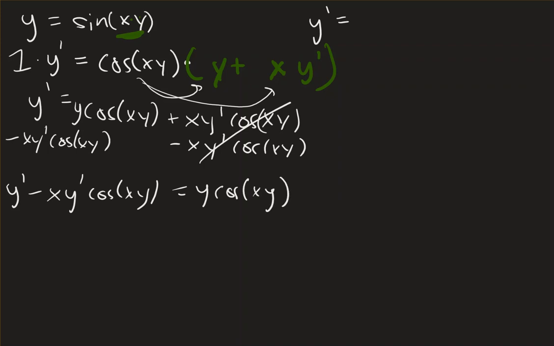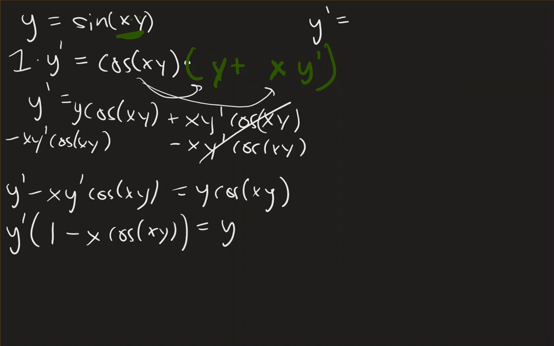Okay, so then an algebra trick that we need here is I've got some y primes and I've got some y primes, but 1 and x cosine of xy are not like terms, so I can't just force them together in the same way that constants do. Like if this was 5y prime minus 3y prime, obviously I know that's 2y prime. That's easy to combine together. So instead you might think of this as like a GCF. Both of these have a y prime, so it could be factored out.